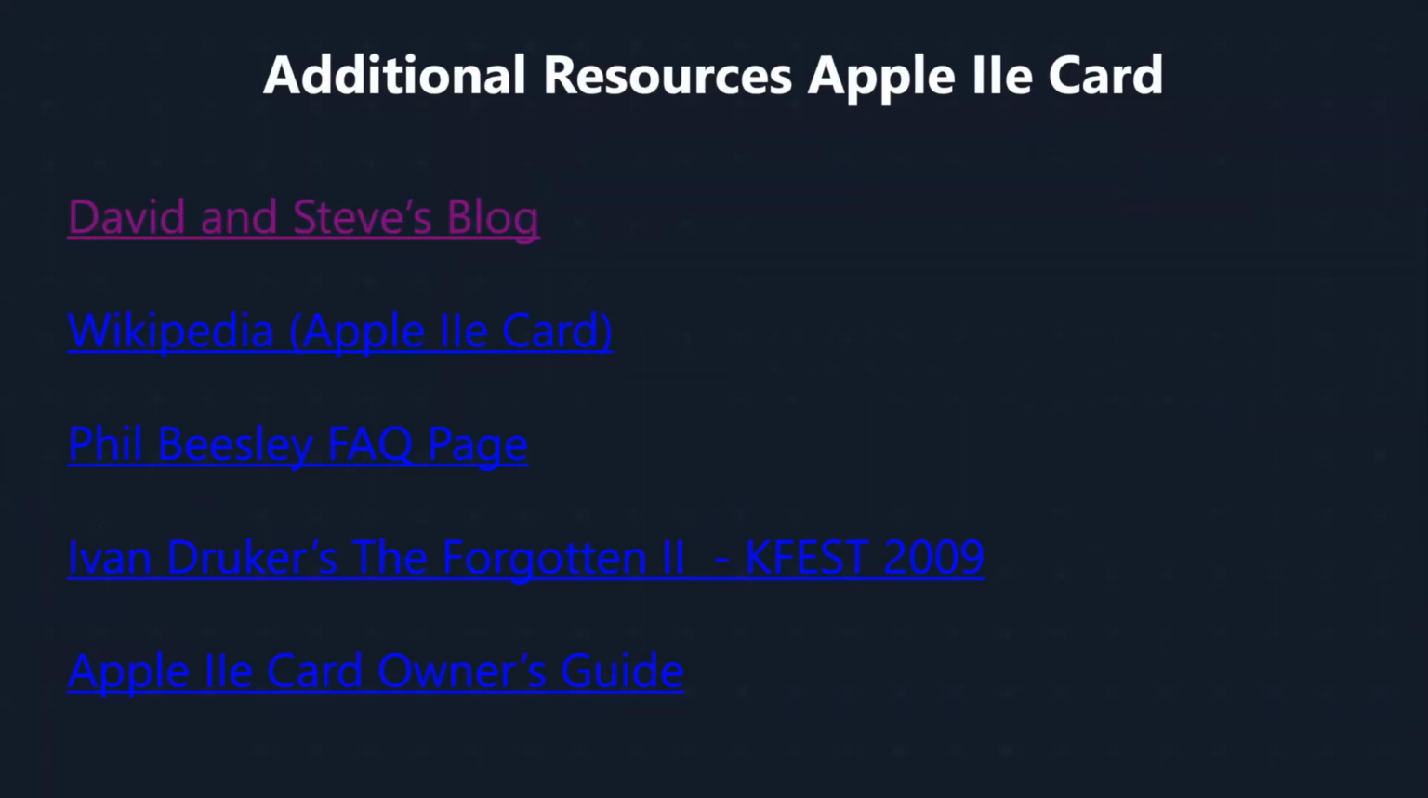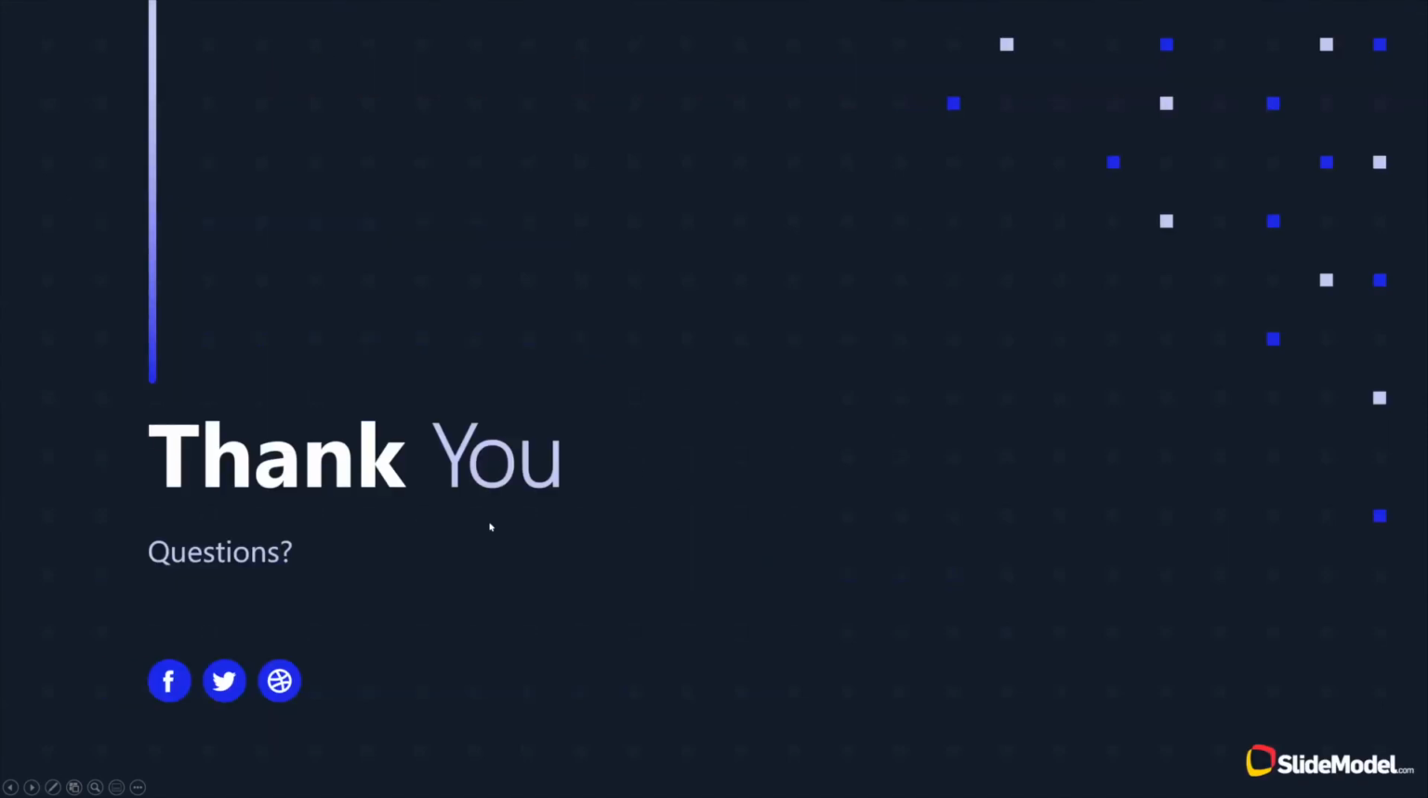And then the last thing I just wanted to show is a couple of resources that are very good for the Apple IIe card. There's David and Steve's blog, a lot of information on there. They even have some of the images for the SCSI to SD and the Blue SCSI cards. There's a Wikipedia article in there, and I'll throw these up in the Discord channel afterwards. Phil Beasley's FAQ pages still exist in the Internet Archive. And this is Ivan's KFest 2009 presentation, which is an awesome overview of the card. And then the Apple II Owner's Guide is up there as well. Okay, so that is my presentation.